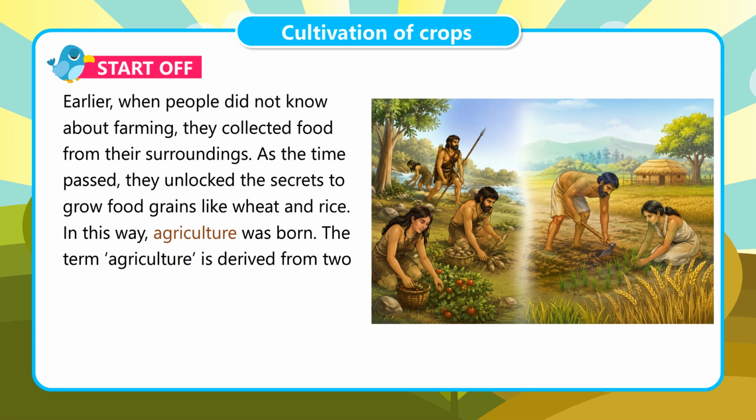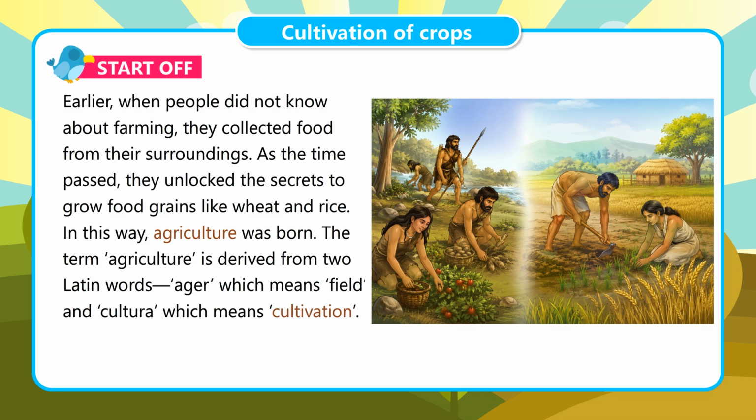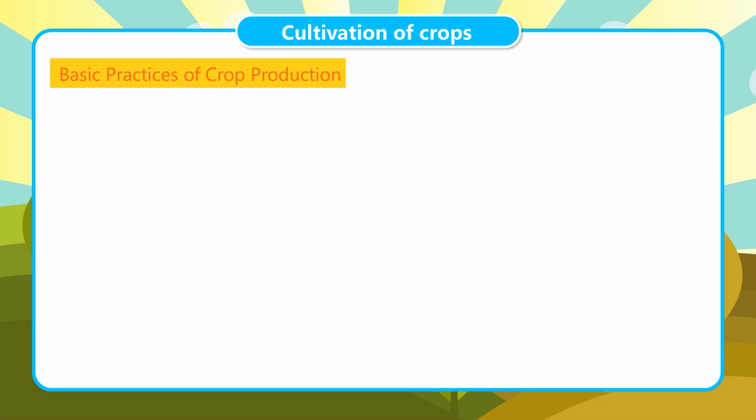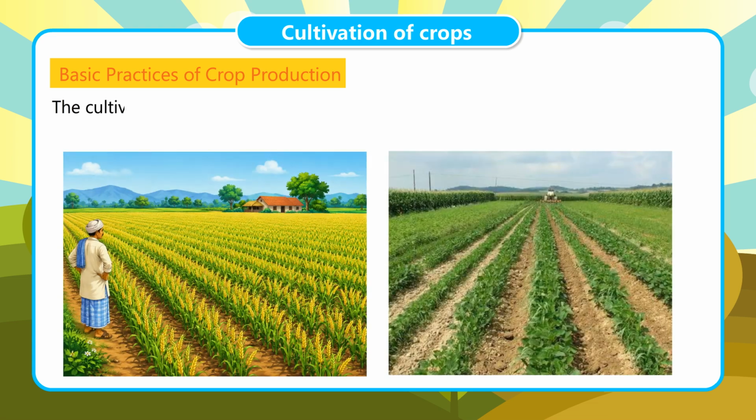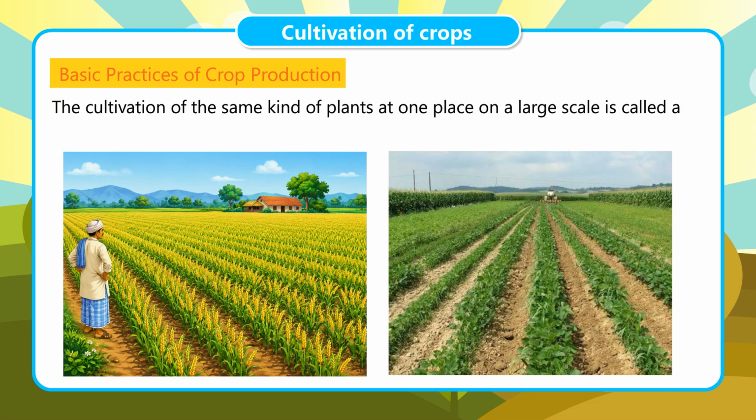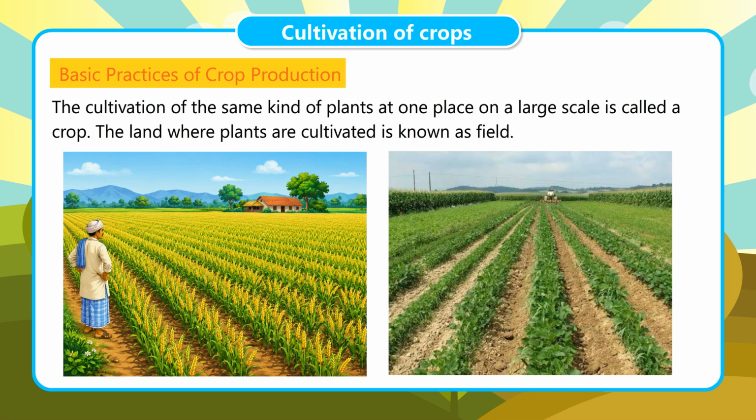The term agriculture is derived from two Latin words, ager, which means field, and cultura, which means cultivation. Hence, agriculture means the cultivation of fields. Basic practices of crop production. The cultivation of the same kind of plants at one place on a large scale is called a crop. The land where plants are cultivated is known as a field.